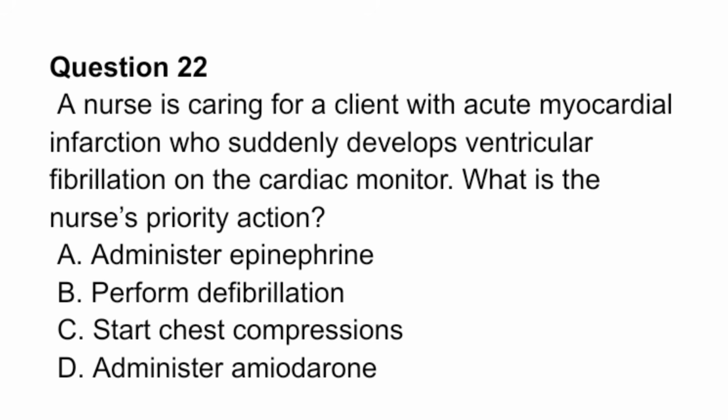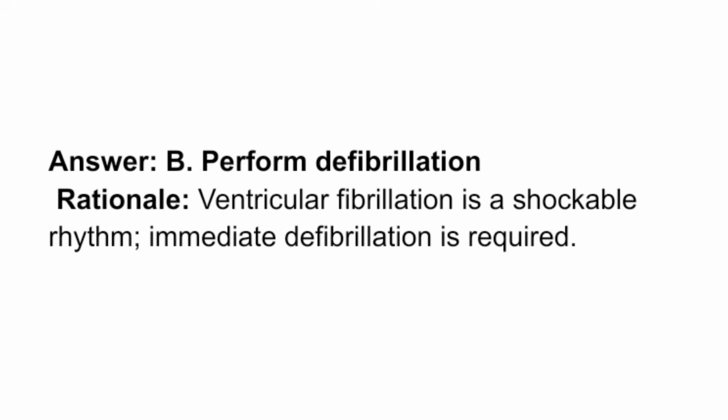Question 22. A nurse is caring for a client with acute myocardial infarction who suddenly develops ventricular fibrillation on the cardiac monitor. What is the nurse's priority action? A. Administer epinephrine. B. Perform defibrillation. C. Start chest compressions. D. Administer amiodarone. Answer: B. Perform defibrillation.